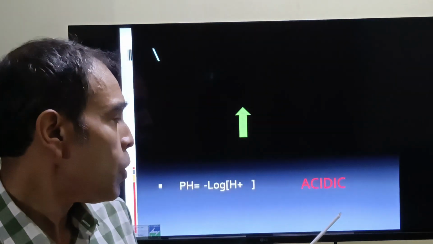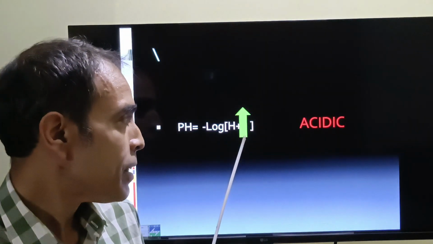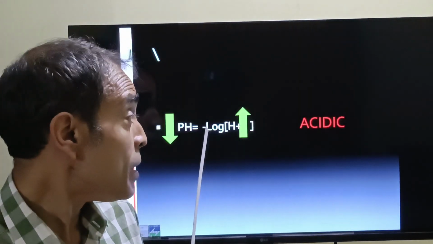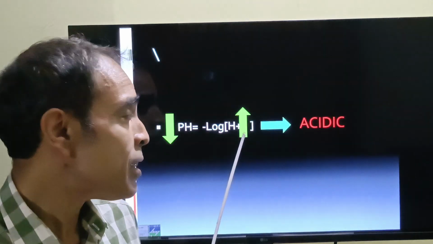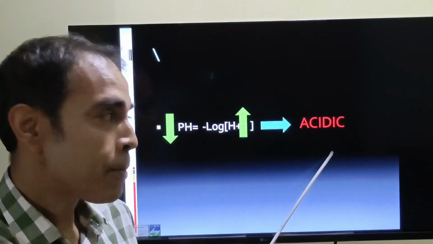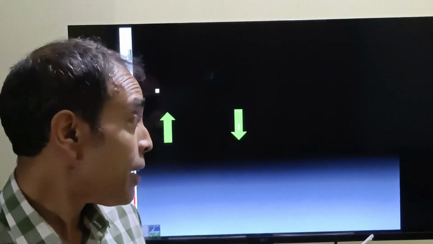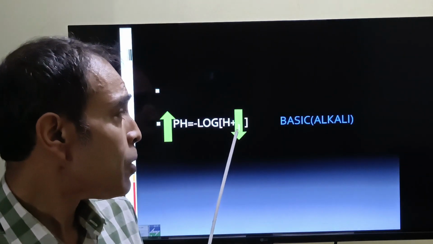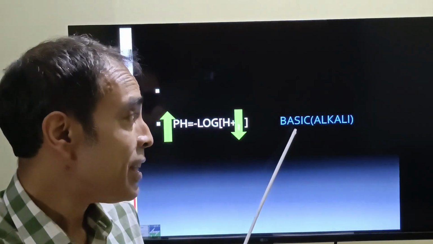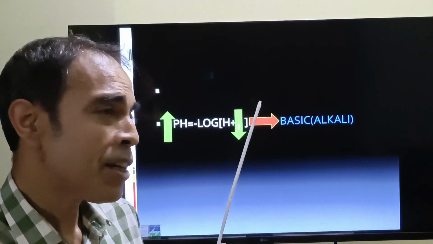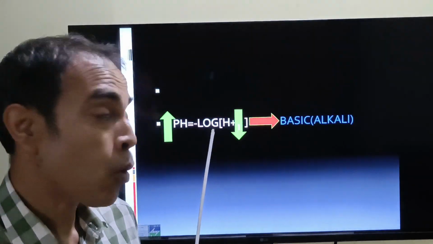So what does it mean? It means that if the hydrogen ion concentration in a solution increases, the pH decreases, because there is always a negative log, and this solution becomes an acidic solution. Similarly, when the hydrogen ion concentration decreases, the pH increases, and this is called a basic solution.